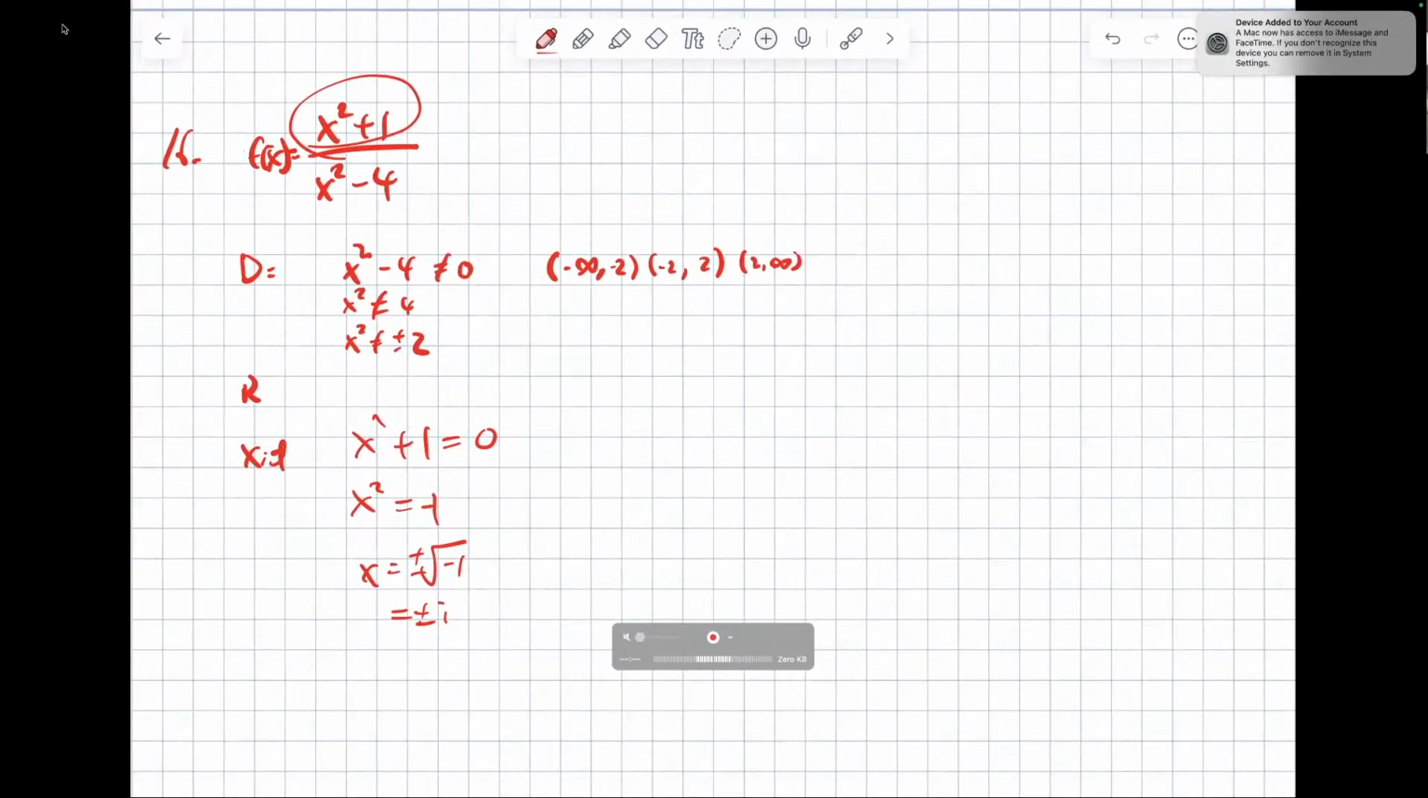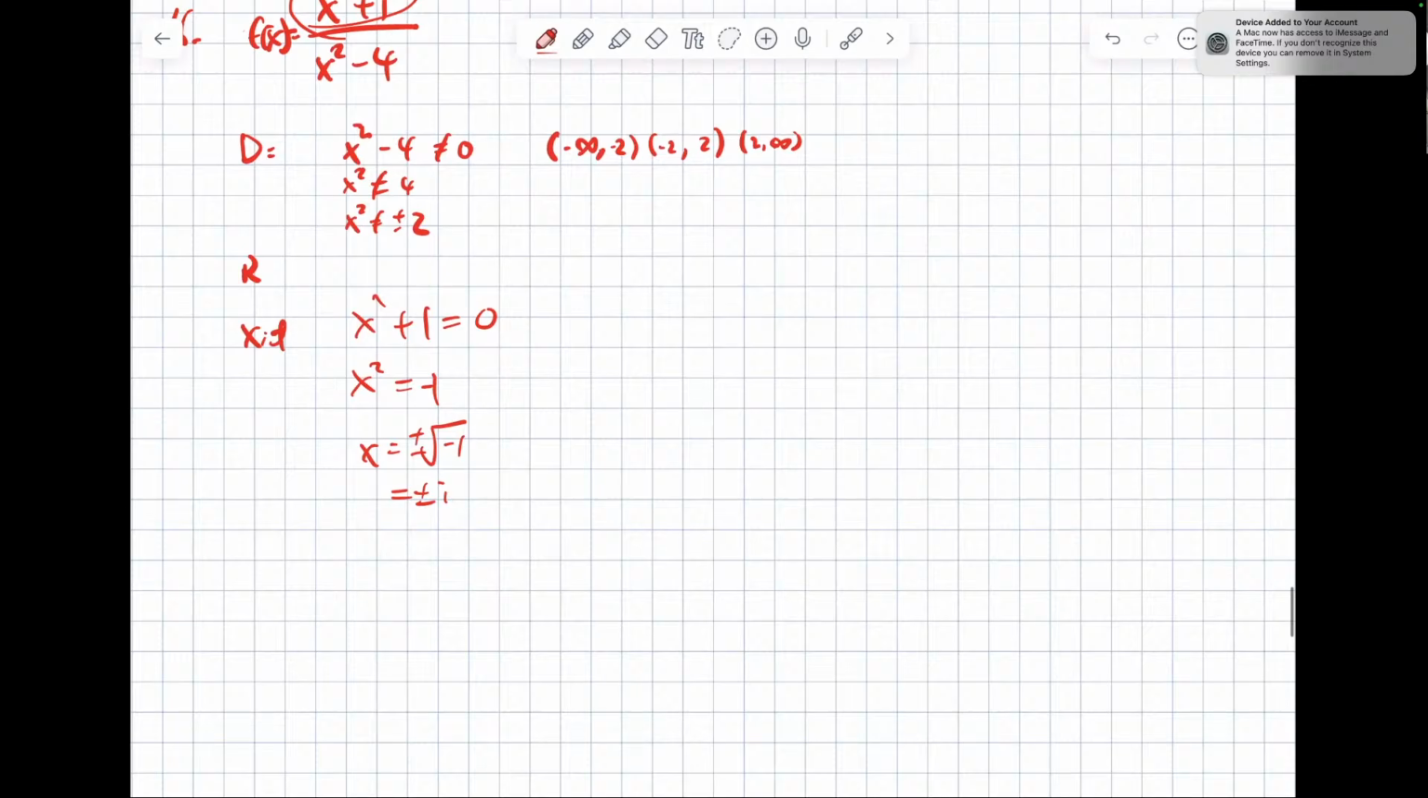Okay, so far we okay? Okay, so vertical asymptote. You go find it. Vertical asymptote's denominator cannot equal 0. So x equals plus or minus 2.